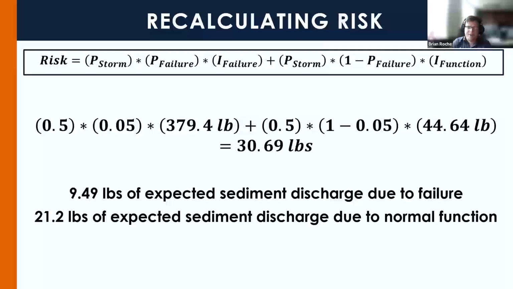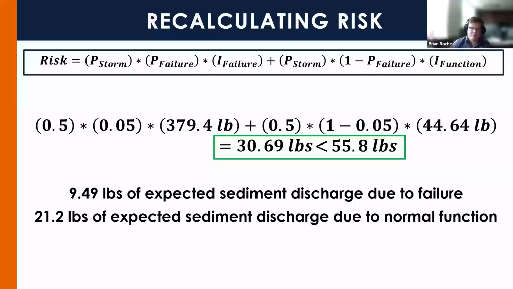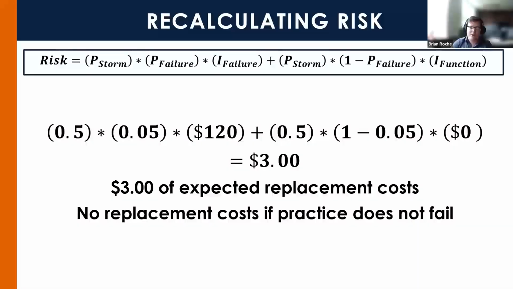So from here, we then recalculated the expected impact. The expected sediment discharge due to failure decreased to about 9.5 pounds due to that decreased failure probability, while the expected discharge at normal function actually increased due to that decreased probability of failure. Through this analysis, we found that total expected discharge fell beneath that acceptable level, indicating that this would be a more effective design with regards to risk management. And due to that reduced failure probability, it also reduced the expected replacement cost of the installation.